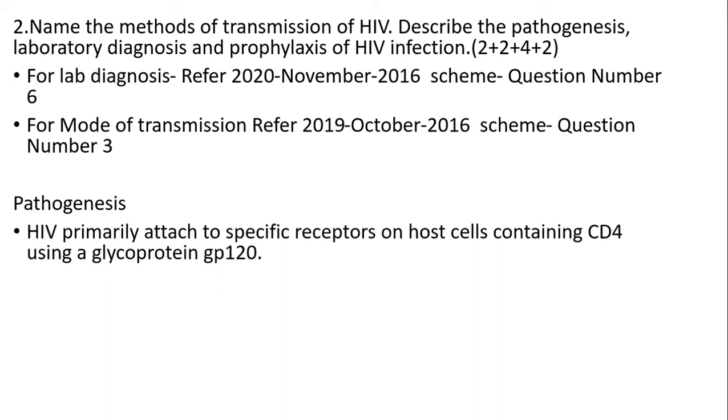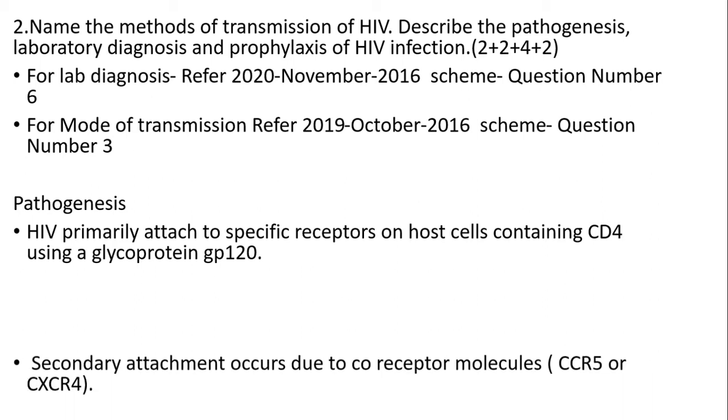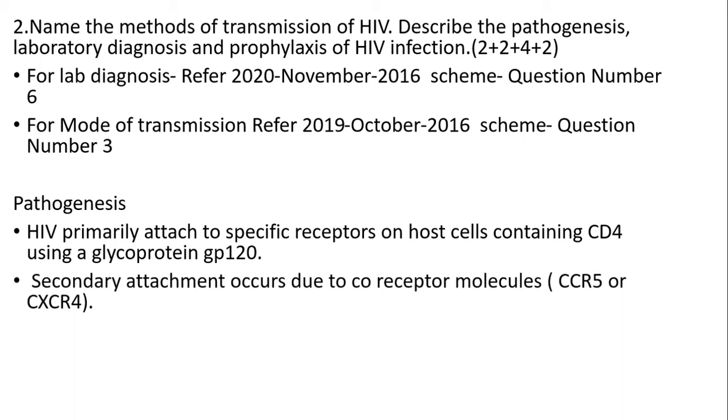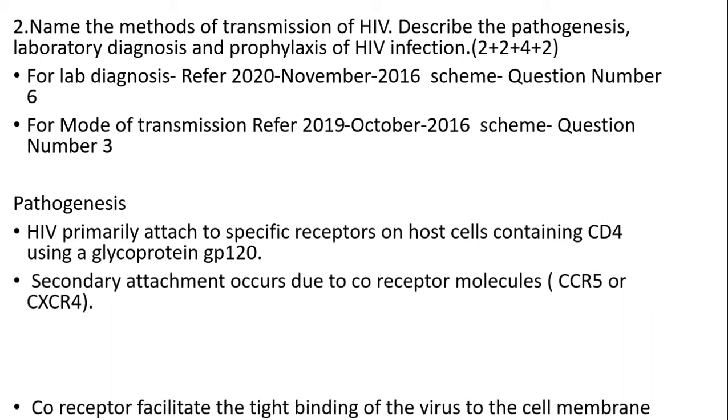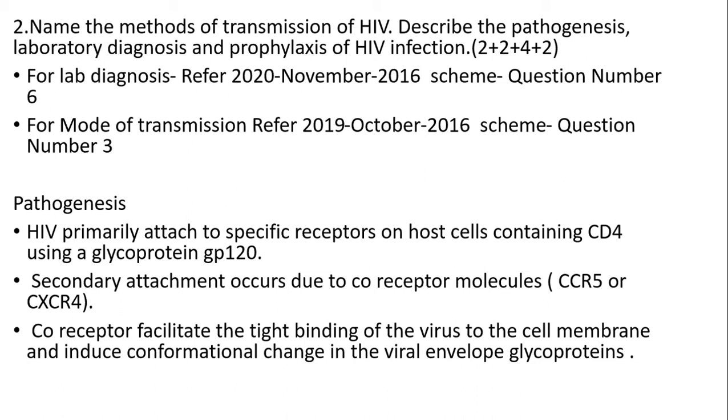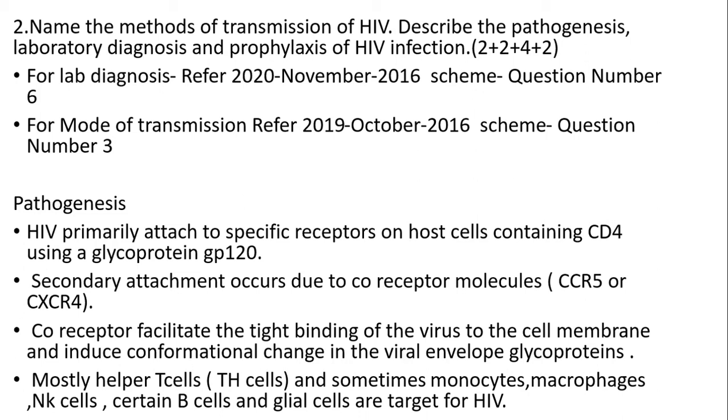HIV primarily attacks the specific receptors of the host cells containing CD4, using glycoprotein gp120. Secondary attachment occurs due to co-receptor molecules. Co-receptors facilitate the tight binding of the virus to the cell membrane and induce conformational change in the viral envelope glycoproteins. Mostly the helper T cells, and sometimes monocyte-macrophages, NK cells, certain B cells and glial cells, are targeted by HIV.